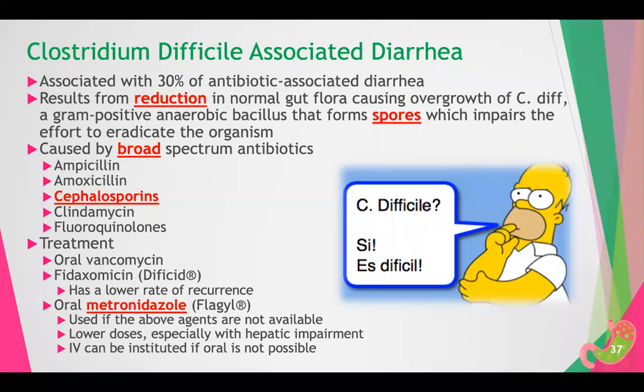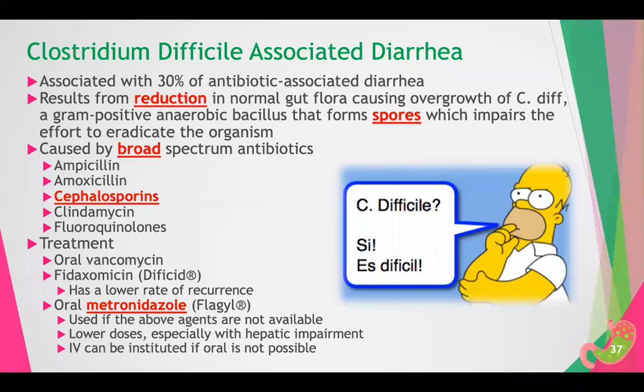And it results from, as I've already mentioned, the reduction in the normal gut flora causing the overgrowth of C. diff. And it has those spores, and the spores are what impair the effort to eradicate the organism, because the spores can live through the stomach acid, and then once it gets into the lower intestine and into the colon, that's where it thrives the most. And again, it's caused by broad spectrum antibiotics like ampicillin, amoxicillin, cephalosporins, some of our fluoroquinolones.